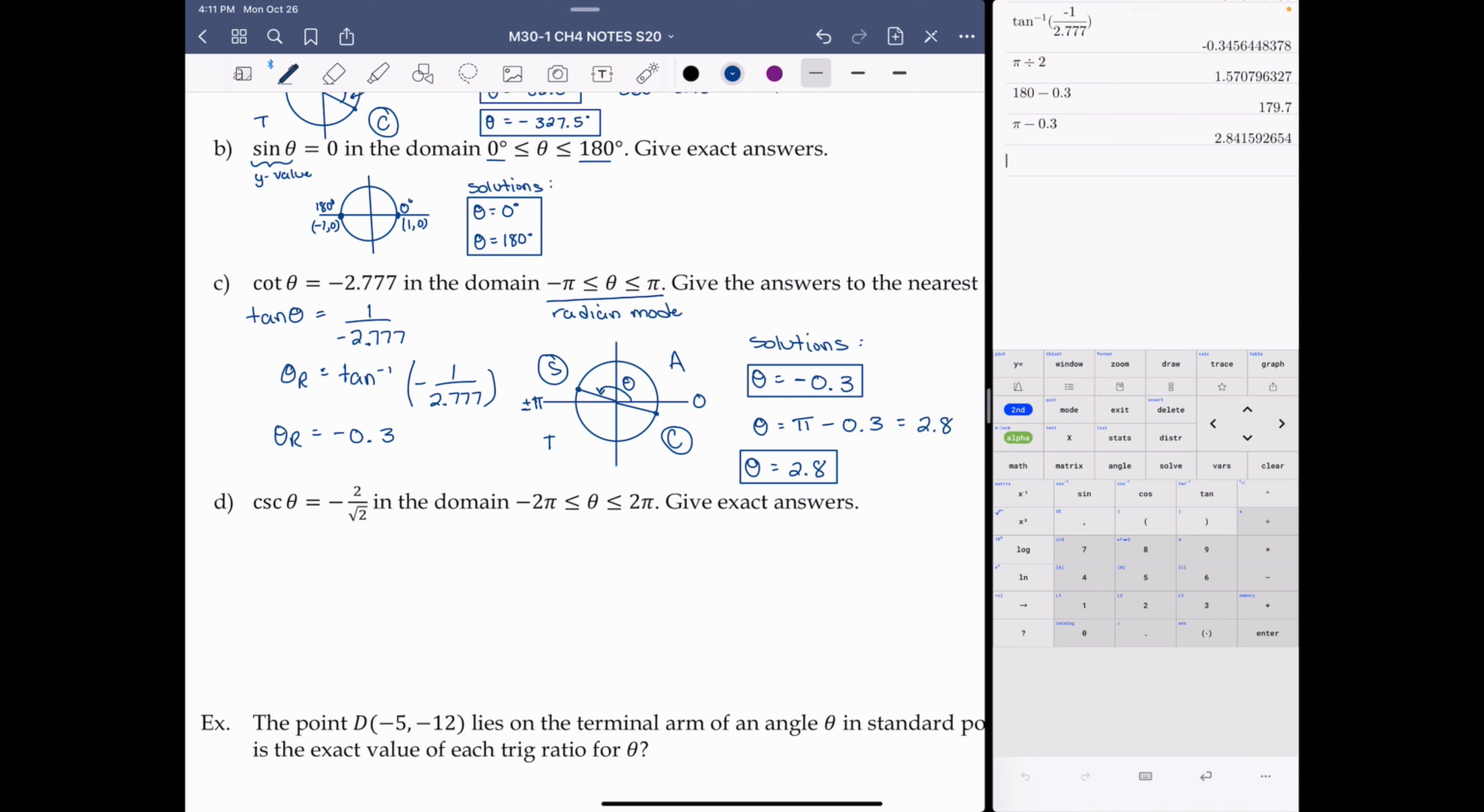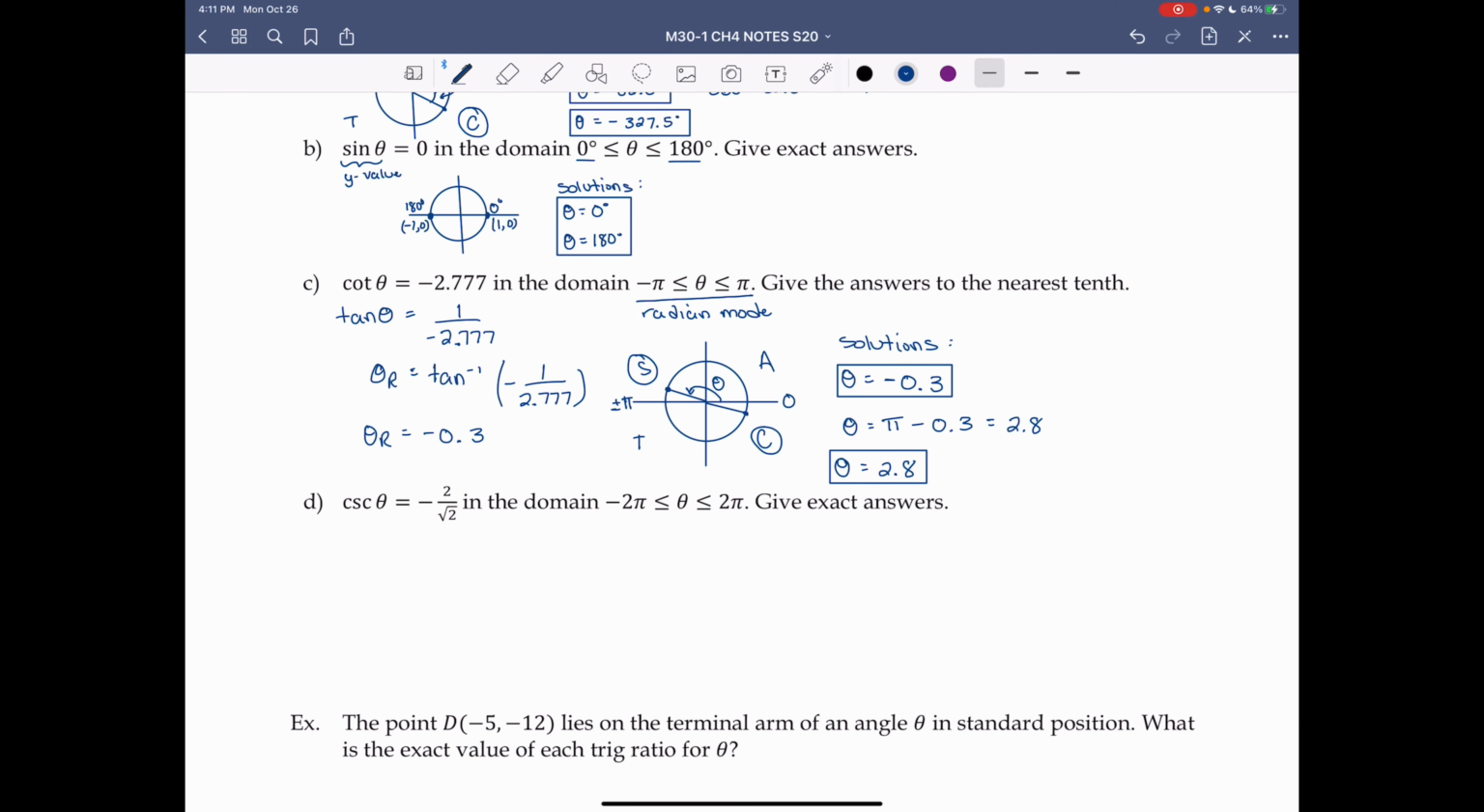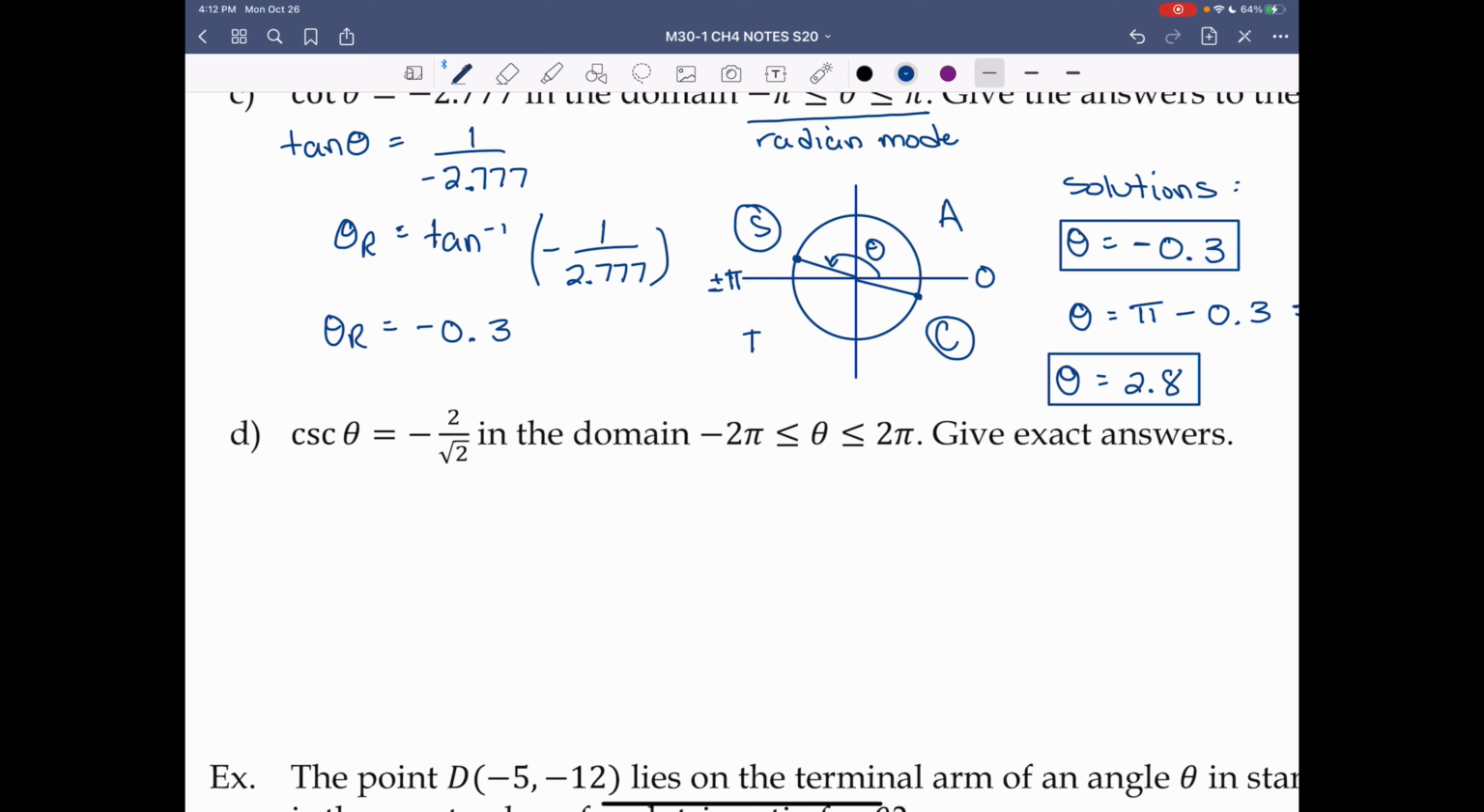Next one, cosecant theta equals negative 2 over root 2, in the domain negative 2 pi is less than or equal to theta, less than or equal to 2 pi. Give exact answers. Then we don't want to use our calculator for the inverse trig function like we did with this one and other ones. We need to think of our special triangles instead. Cosecant theta equals negative 2 over root 2.